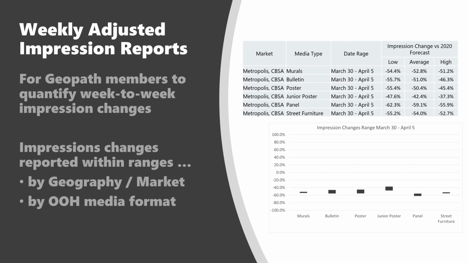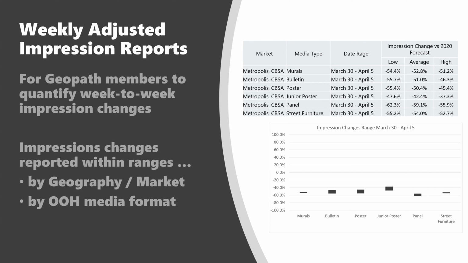All right. So on to the second product that we are going to be releasing, which is the weekly adjusted impression reports. What many people are clamoring for is this: how did my impressions change? And that's the hard one, because while we can monitor a lot of different dimensions from mobile data very quickly, and you've seen a lot of reports out there from other data providers, what Geopath does is measure the traffic volume for vehicles and pedestrians on individual roadways.